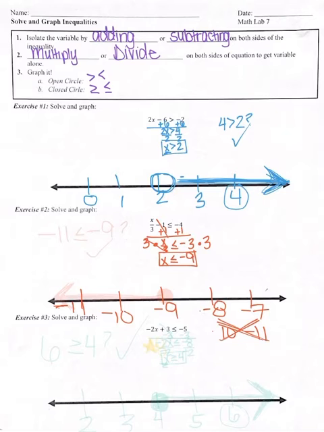Now we're going to have a closed circle here because there's a line underneath. And the variable's on the left, so we're going to point our arrow the same way as the inequality, which is to the left. Pick any number that the arrow goes over. I pick -11. Is it true that -11 is less than or equal to -9? Yep, so it checks out. Beautiful, beautiful. Let's try this last one.